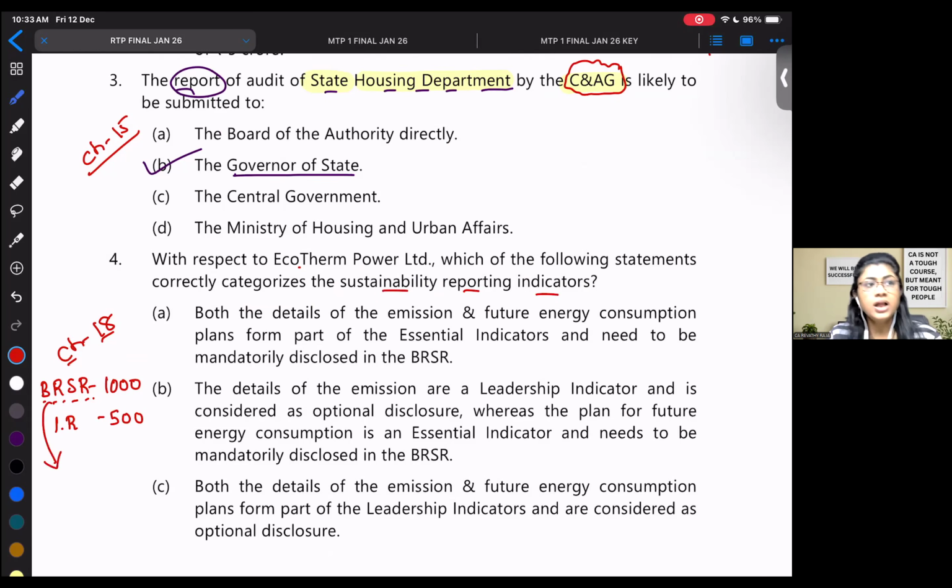Now, here they wanted sustainability reporting. How many principles are there in BRSR? And we are just revising this. Totally, there are 9 principles. These 9 principles have been divided into two types. What are the two types? Mandatory. There are certain principles which have to be mandatorily disclosed. Second is called the optional.